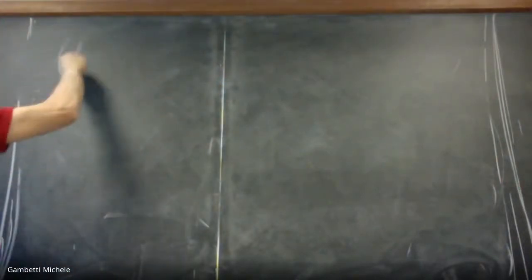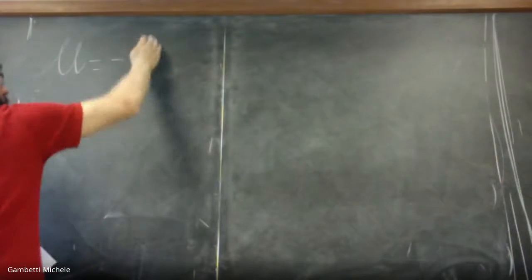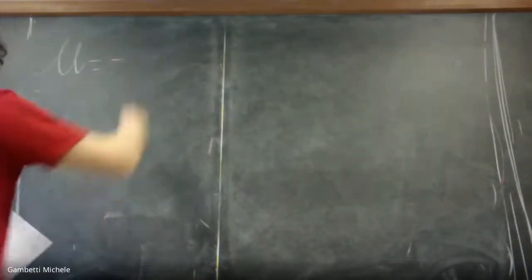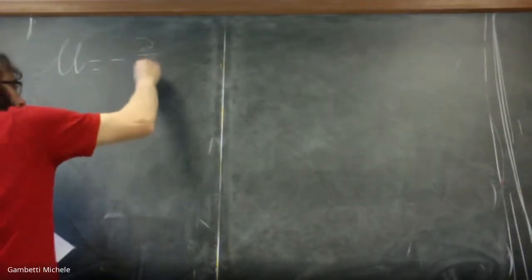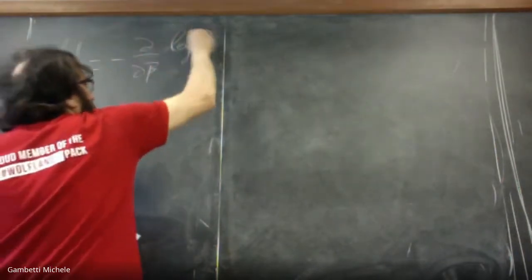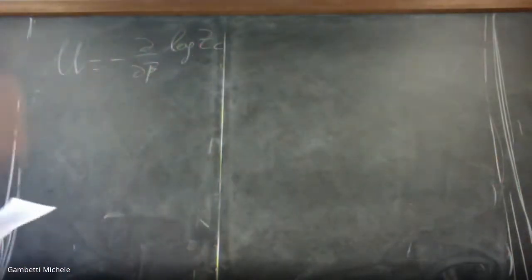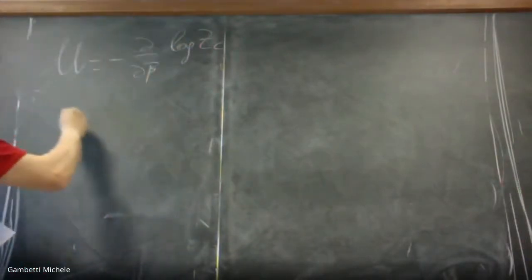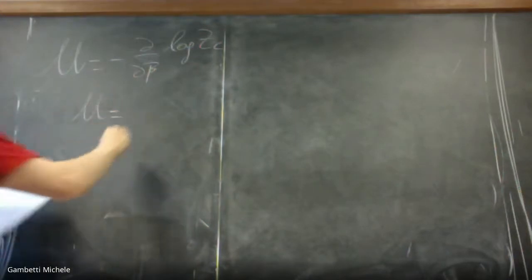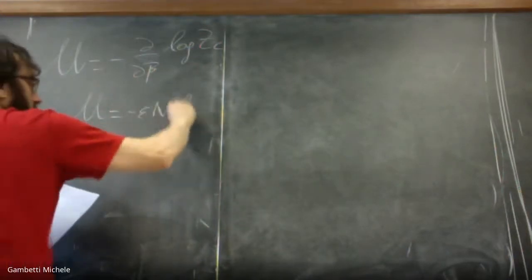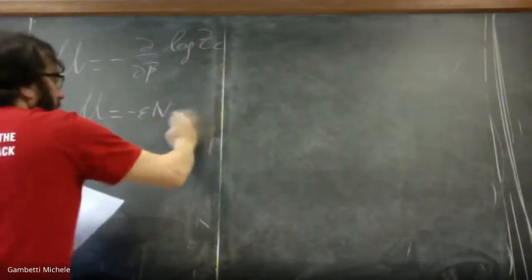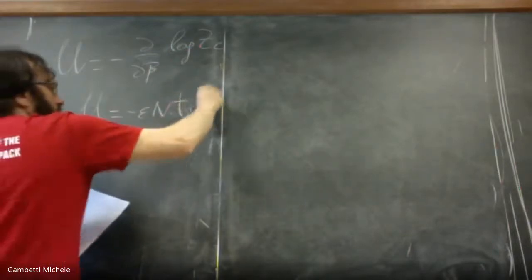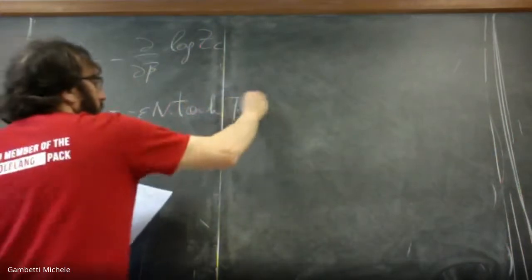Now, if you have the canonical partition function, and we have derived it exactly, you can also compute the internal energy, which will be the minus derivative with respect to beta of the log of the canonical partition function. You can do the calculation by yourself if you want, and you will find that u is equal to minus epsilon n times the hyperbolic tangent of beta epsilon.